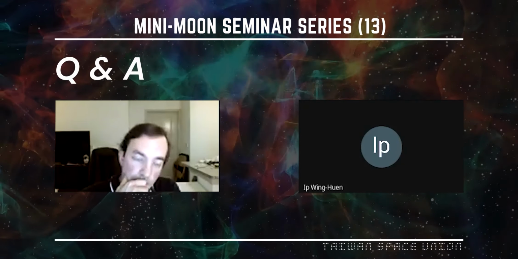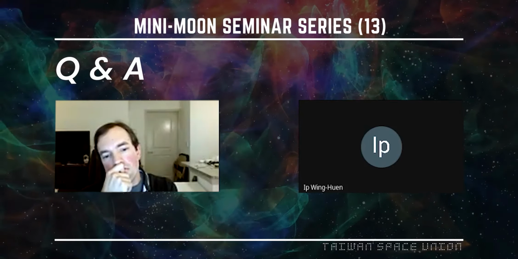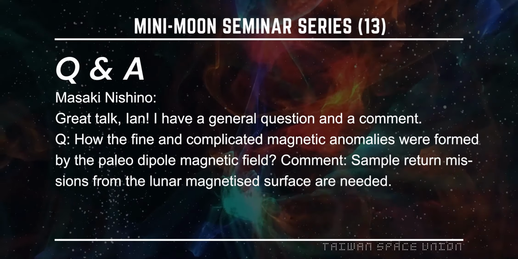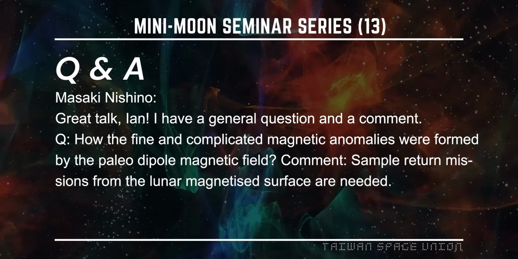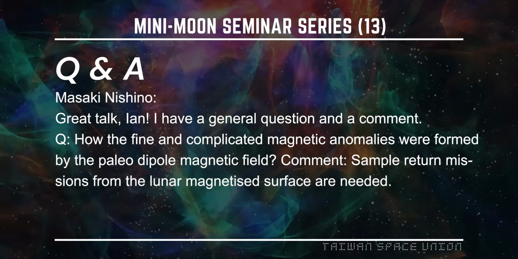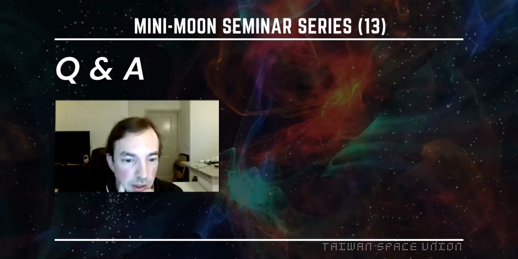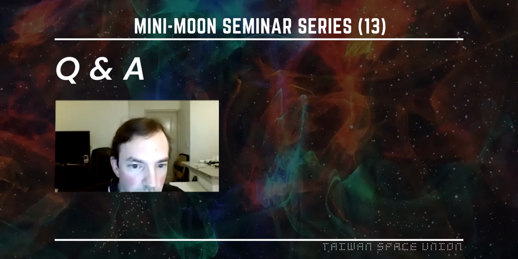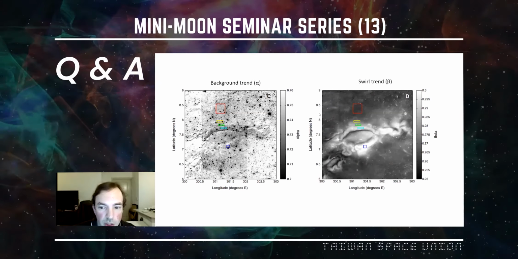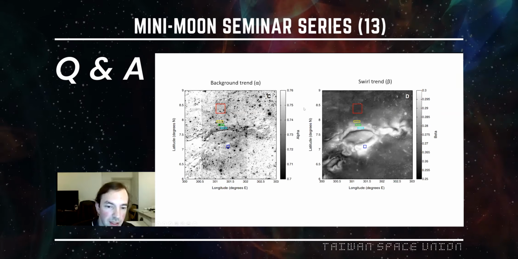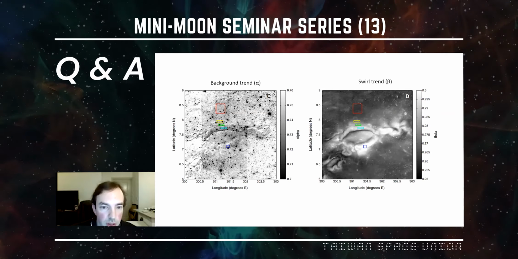Any other person have questions for Ian? Masaki Nishino asked another question. Thank you for your question and your feedback. Your question is how the fine and complicated magnetic anomalies were formed. I've tried to model some of the structure at some of these anomalies. The Reiner Gamma one looks like a disc, and if you model it like a magnetized disc, you get those same cusp structures.